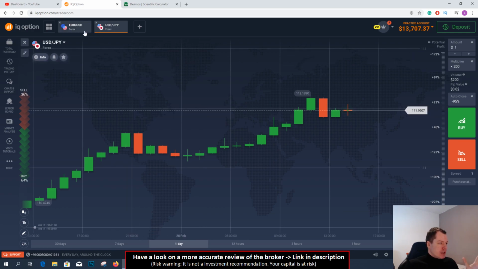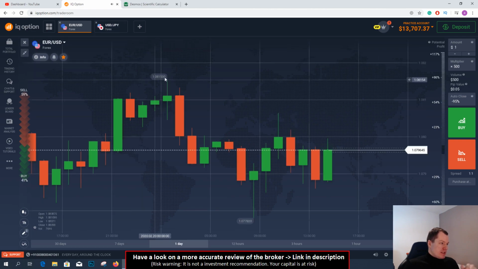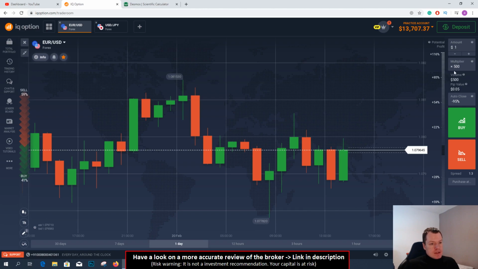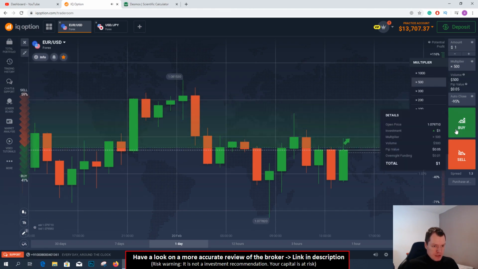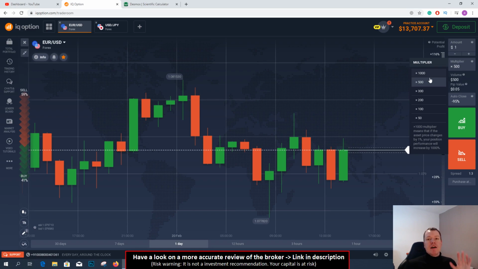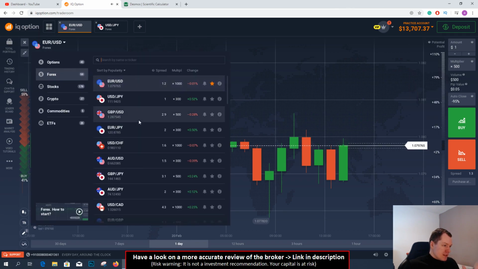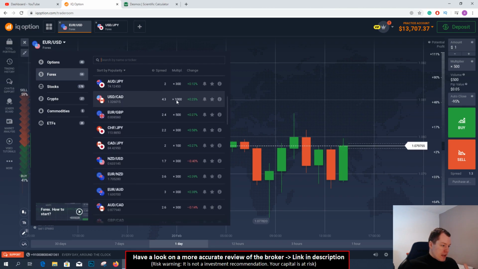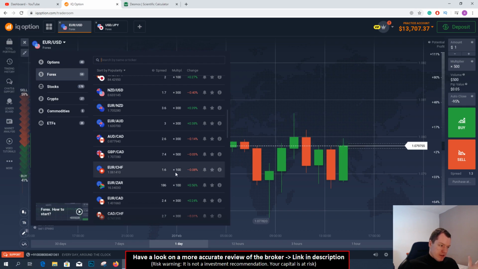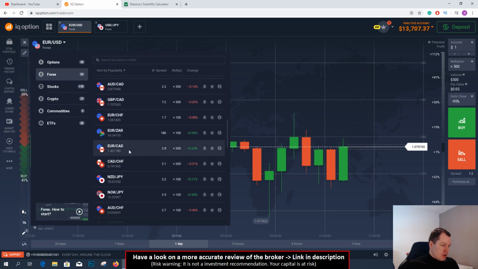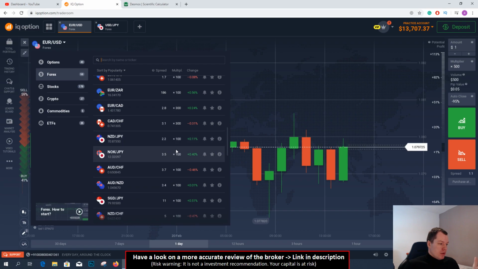I've opened my chart US dollar versus Japanese yen here. For this example we can use the euro US dollar, and you see there is the multiplier field on the right side. The maximum multiplier on this web page is 1000. If you go to the assets and go through them, you see the multiplier icon, and you always see the maximum multiplier for the different assets. For example, if you want to trade the euro Canadian dollar, you can only use a maximum multiplier of 300. And for the Australian dollar, New Zealand dollar, the maximum multiplier is 100.